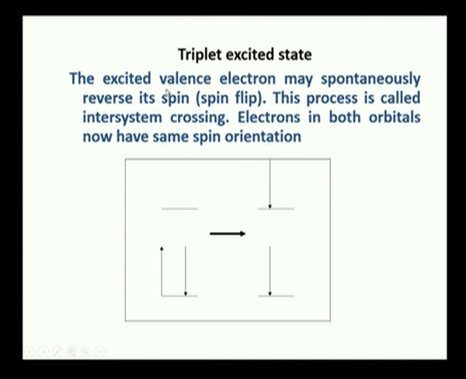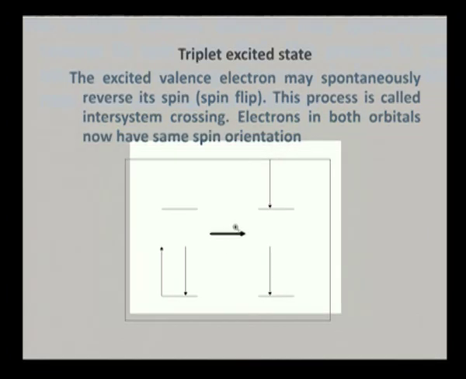Let me explain this once again. The excited valence electron may spontaneously reverse its spin. That means it undergoes a flipping in the spin. This process is known as intersystem crossing, and the electrons in both orbitals now have the same spin orientation, as you can see in this diagram.